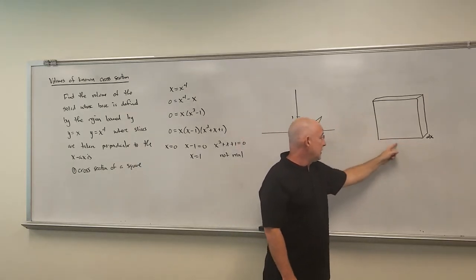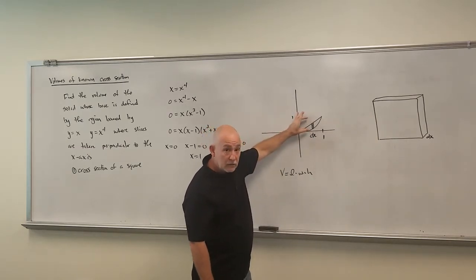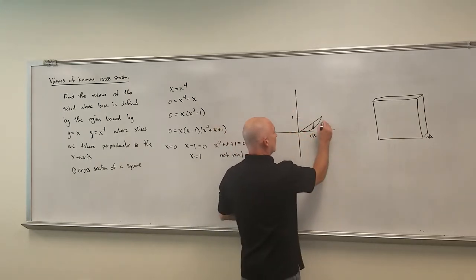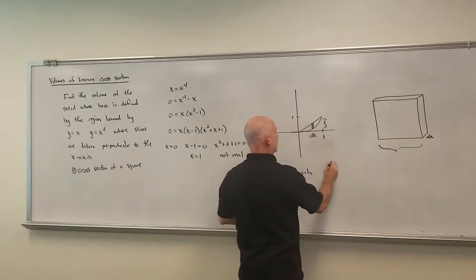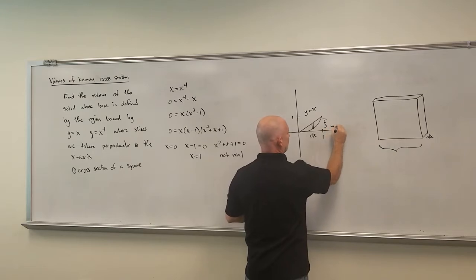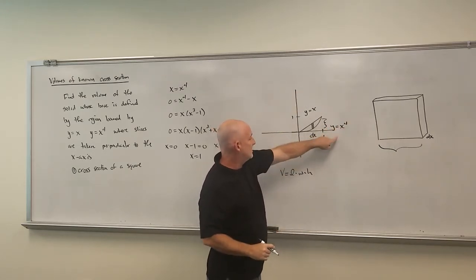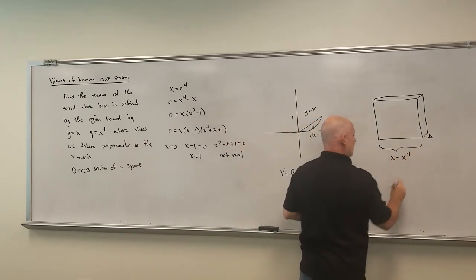So what's the length of a side? Well, that would be this length right here. We know that length would be the top curve minus the bottom curve. So this side here, remember the top is y equals x and the bottom is y equals x to the fourth. So it would be the top curve minus the bottom curve. So this side here is x minus x to the fourth.